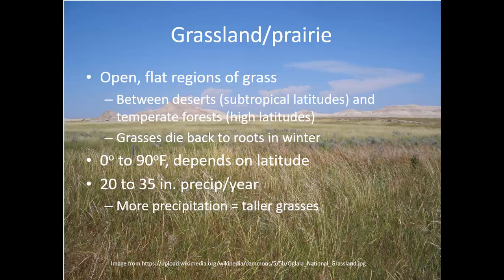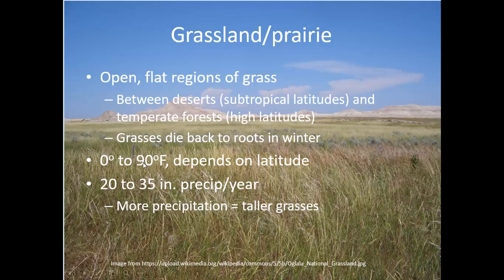And so when you're looking at a map, they're between that subtropical latitude that deserts are in and the higher latitudes of temperate forests. Grasses, because it does get cold still in the prairie land or in grasslands, they do die back in the winter to their roots, and then in the spring they come back up.